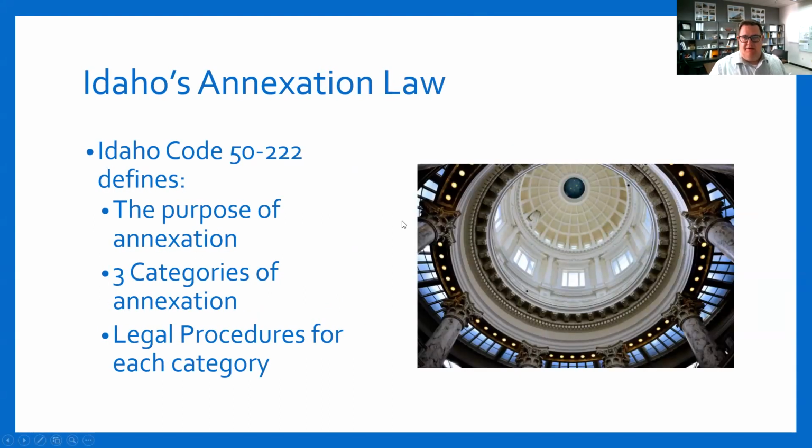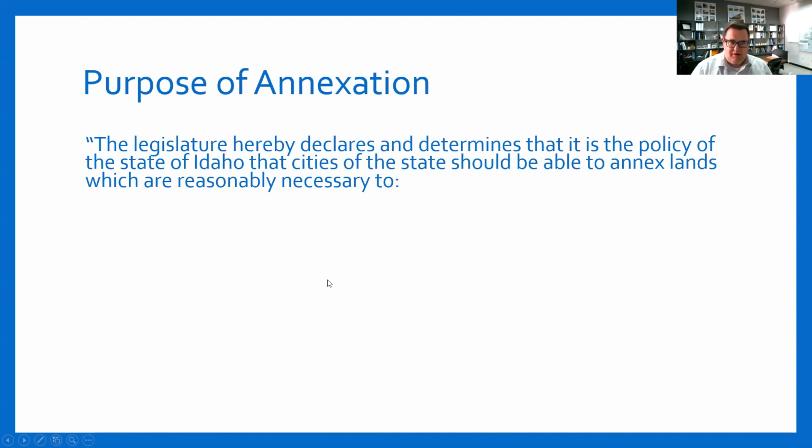So Idaho's annexation law is covered in Title 50, so 50-222, and it defines a few things. First of all, it talks about the purpose of annexation, and we'll cover those. It talks about the 3 categories of annexation, A, B, and C, and then it gives the legal procedures for each category. And there are some universal things that carry over from A, B, and C, and there are some slight differences depending on which process, which category you're in. We'll try to outline what those slight differences are. So let's talk about the purpose of annexation.